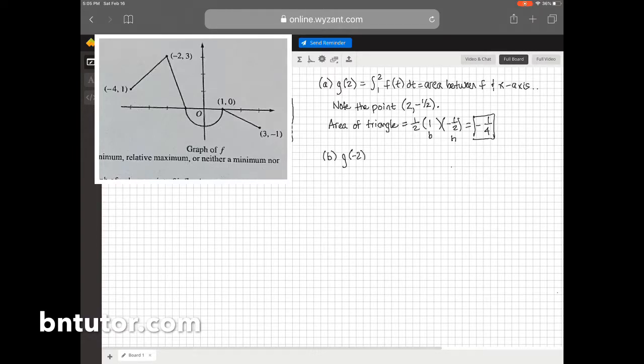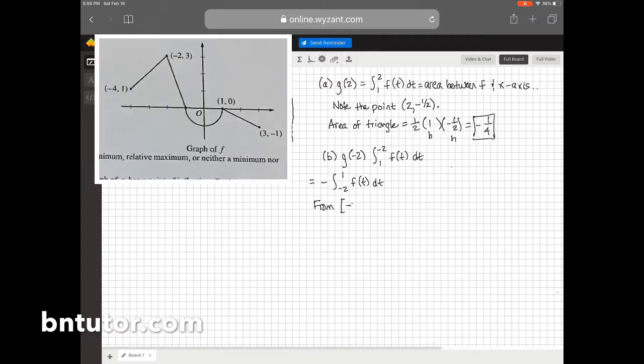Next, we want to find g of -2. So once again, we replace x with -2 into the function. We have that the upper bound here is actually less than 1. So what we want to do is to reverse those boundaries and then put a negative sign in front.